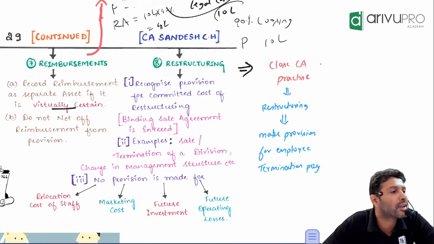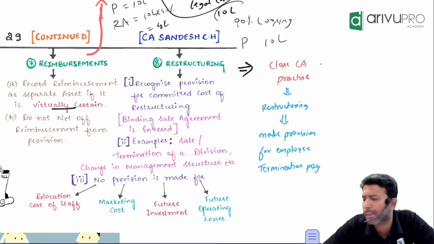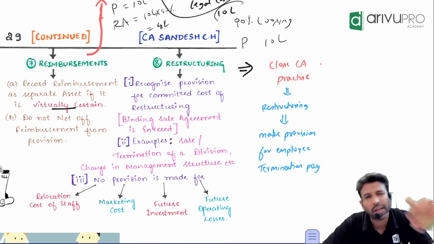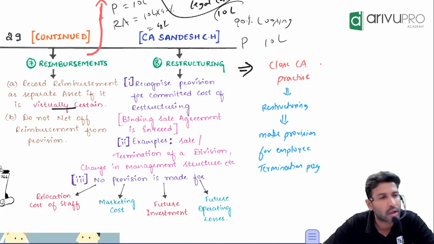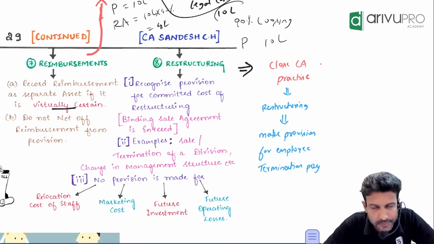Restructuring. I think we have discussed restructuring. Restructuring means shutting down a particular product, shutting down a particular location, changing the management. All this we call as restructuring. Now, when you do restructuring, should we make any provision for restructuring is the point which AS 29 is trying to address.